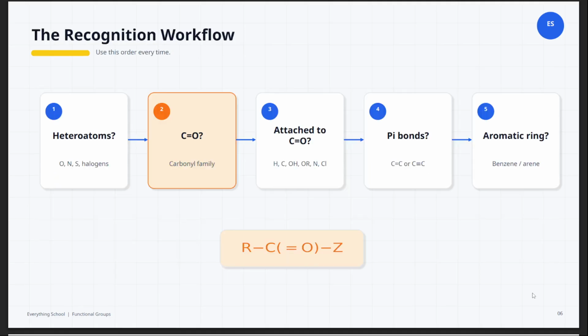Use this workflow every time. First, look for heteroatoms. That means atoms other than carbon and hydrogen, like oxygen, nitrogen, sulfur, fluorine, chlorine, bromine, or iodine. Second, look for a carbon double bonded to oxygen. If that is present, pause and sort the carbonyl family before doing anything else. Third, ask what is attached to that carbonyl carbon, because that decides whether the group is an aldehyde, ketone, acid, ester, amide, acid chloride, or anhydride. Fourth, check for carbon-carbon double bonds, carbon-carbon triple bonds, and aromatic rings. This order stops you from jumping to the wrong answer too quickly.